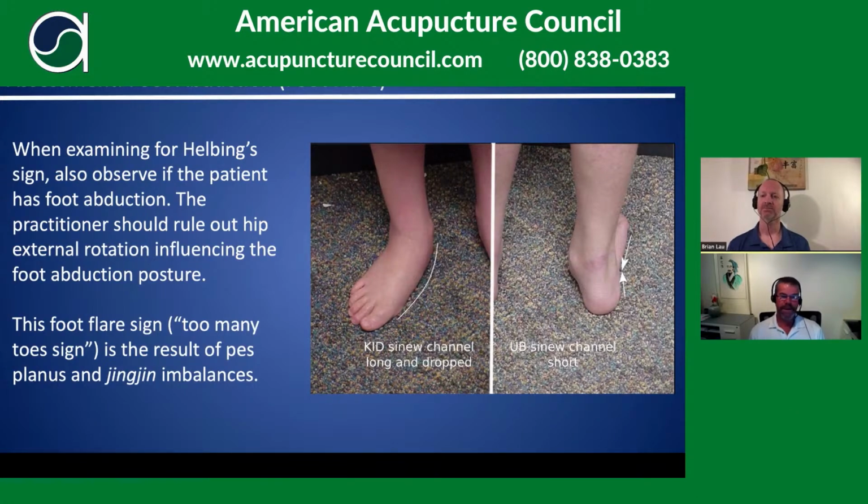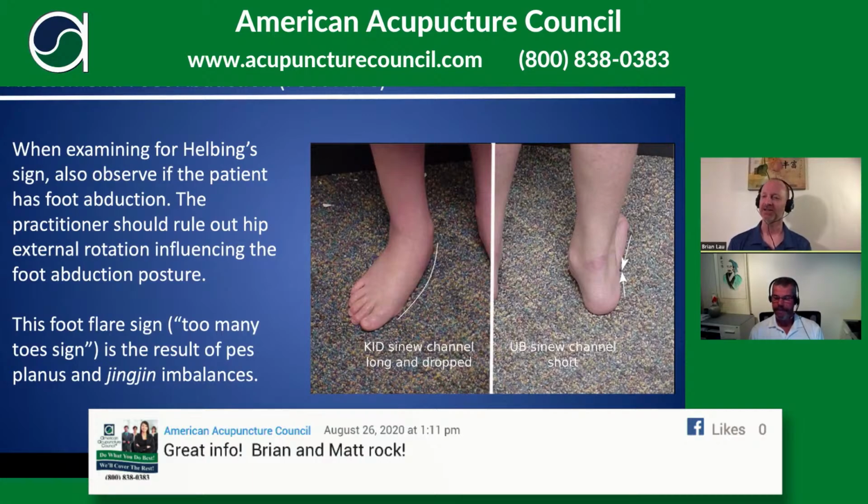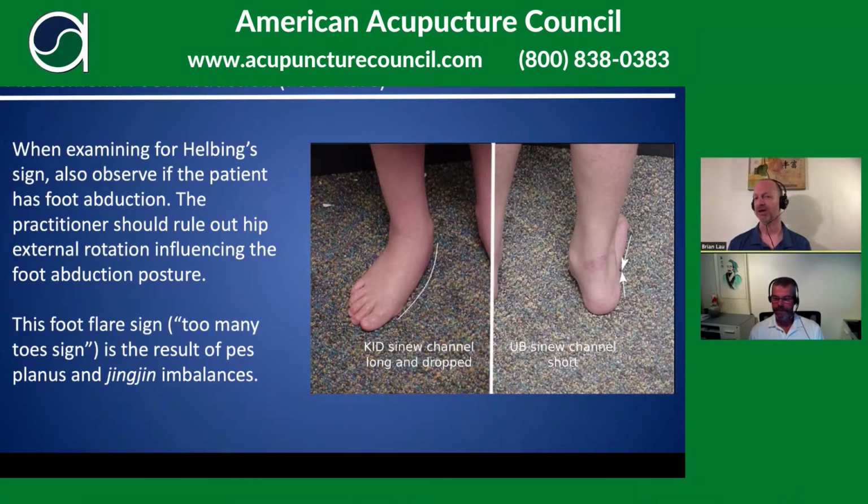Brian, is there anything that you want to say to that before we go to the next slide? Yeah, you know, the lines that are representing the medial and lateral side, of course, the kidney and UB, it's the channel, but it's also the channel sinews, which on the inside of the foot is the abductor hallucis.